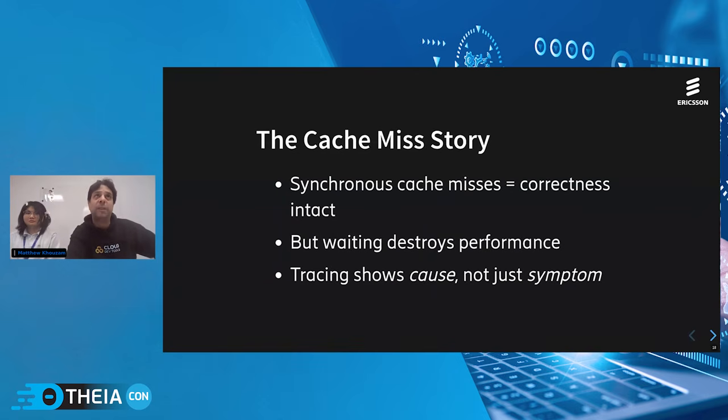And I skipped ahead because I was too excited. The synchronous cache misses means that it's a synchronous operation. It freezes your thread. Your correctness is intact. This is really good. Your data is always good. It's just slow. So previously, we were showing with tracing the cause, not just the symptom.